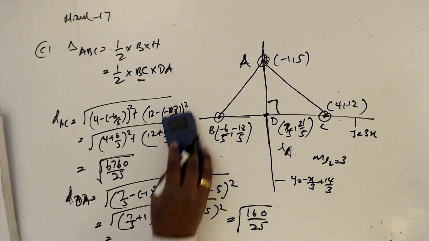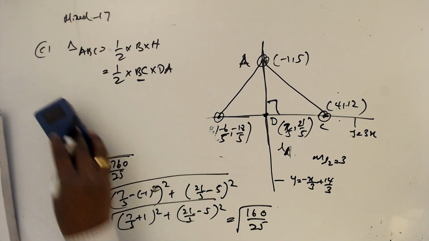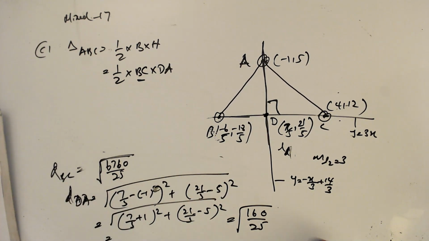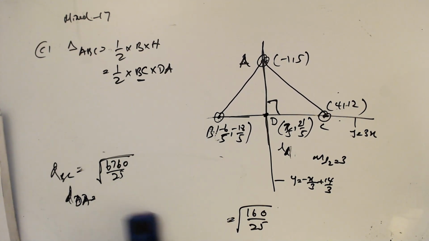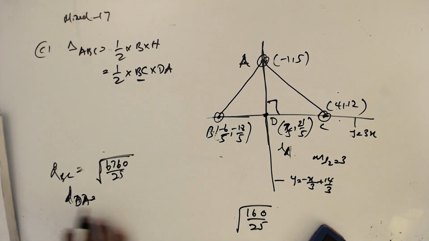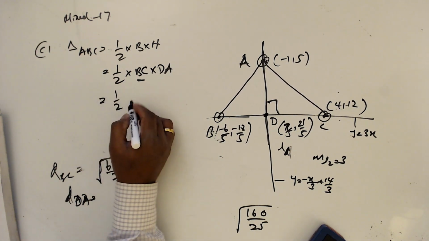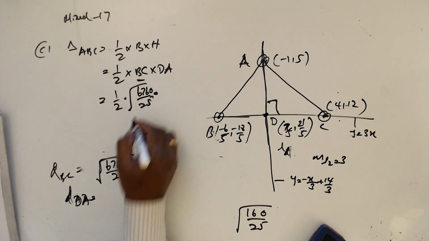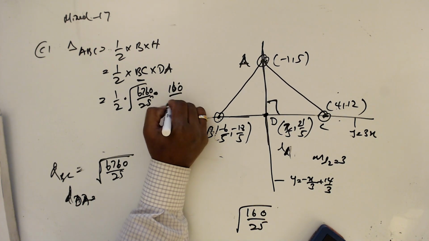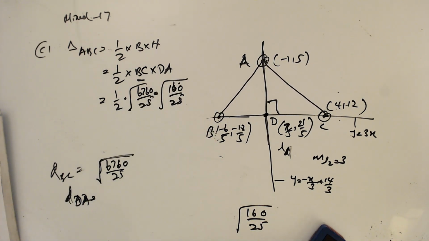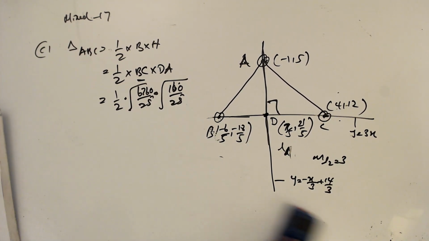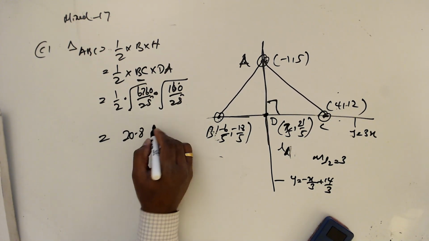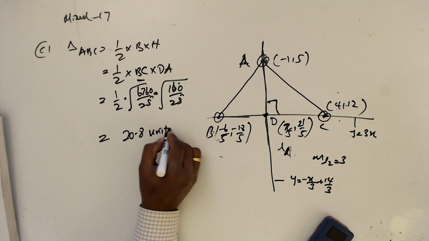Now we know the distance. This is BC, and this is DA. Now we'll substitute: half, BC means square root of 6760 over 25, times square root of 160 over 25. Now the final answer is 20.8 square units.